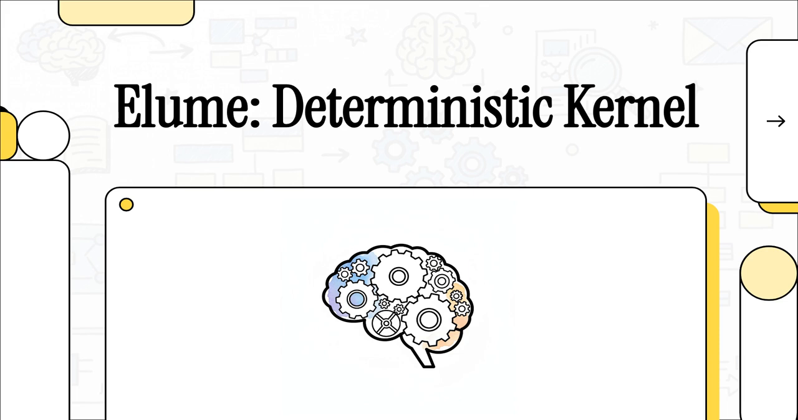Welcome to this explainer. Today, we're diving into Elume. It's a standalone Python library that promises to fix this exact headache by transforming messy, opaque AI memory logs into a highly structured, fully auditable cognitive substrate.